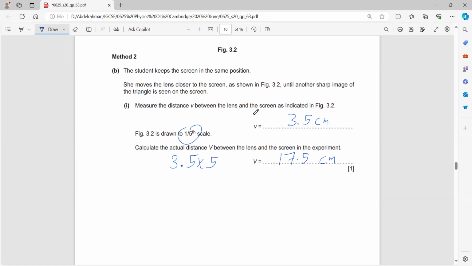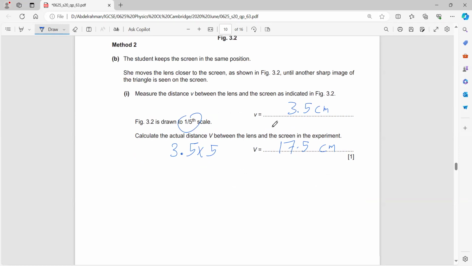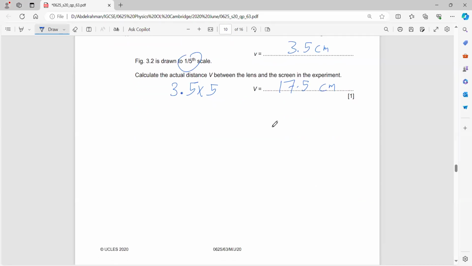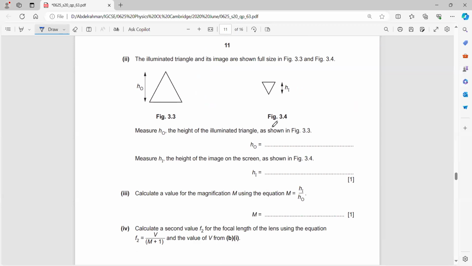So 1/5, 1/10 the scale, then I will multiply by 10. Measure H0 and measure H1 using the ruler. We use the ruler too much in this exam. The first one is 2.0 centimeters and the other one is 0.8 centimeters.